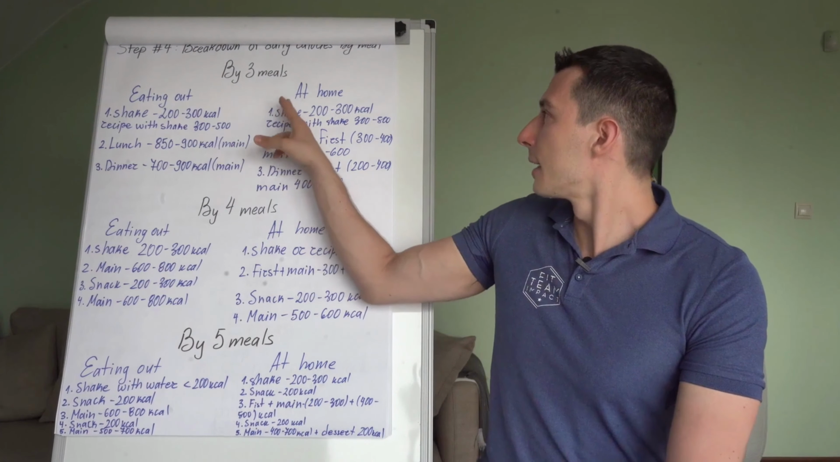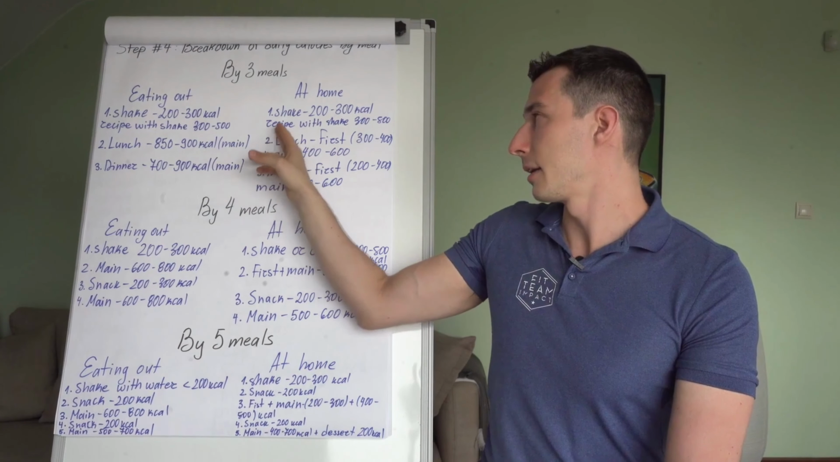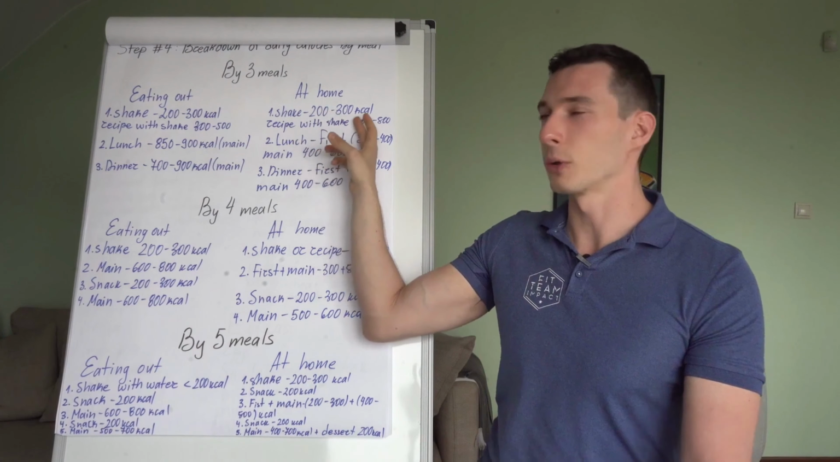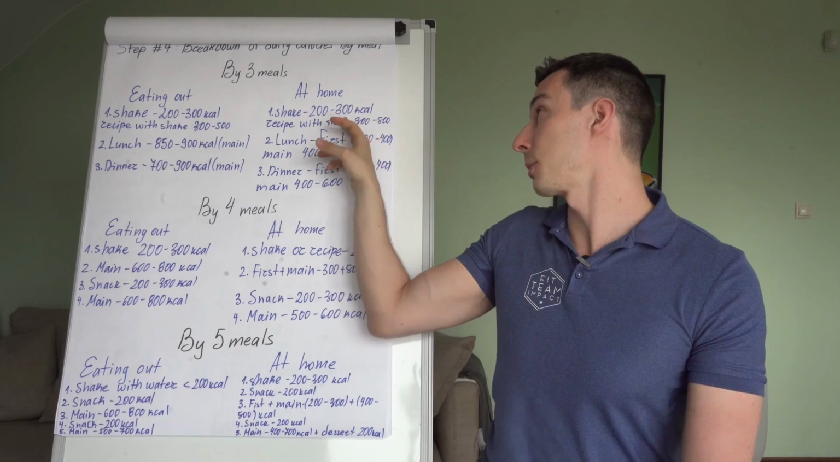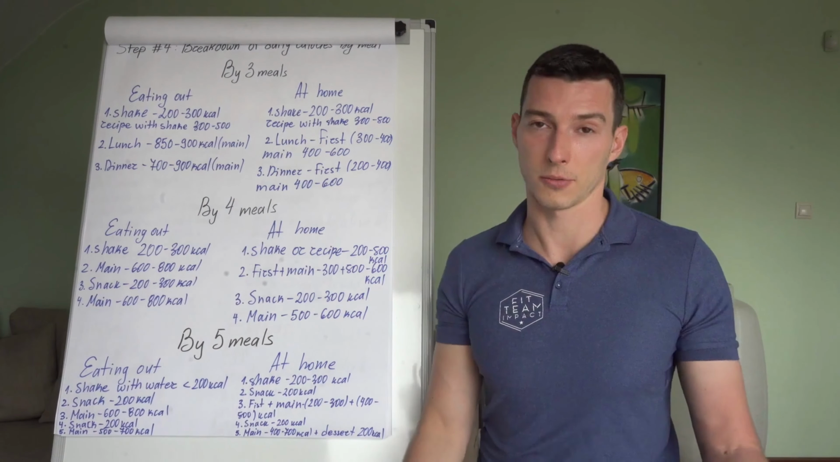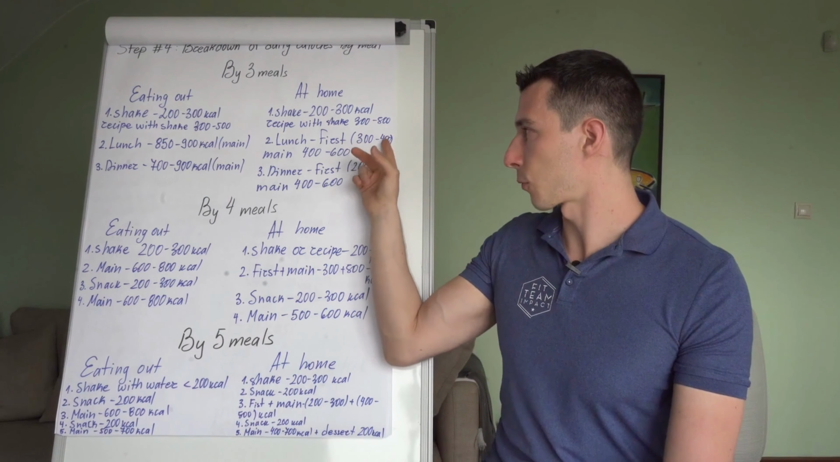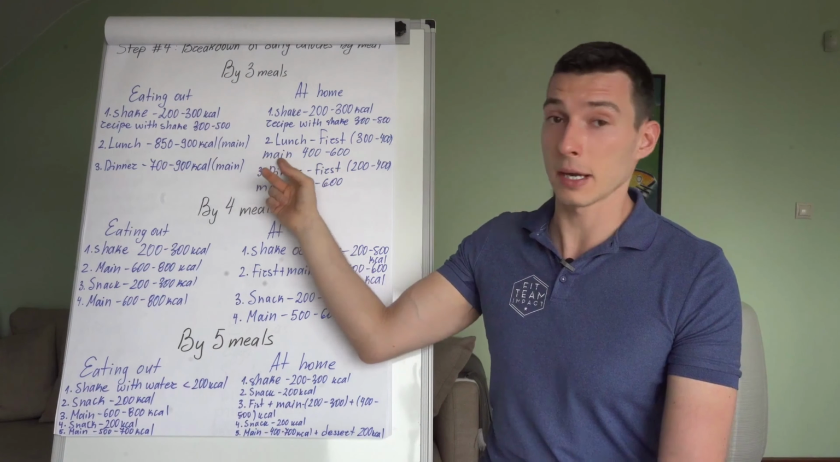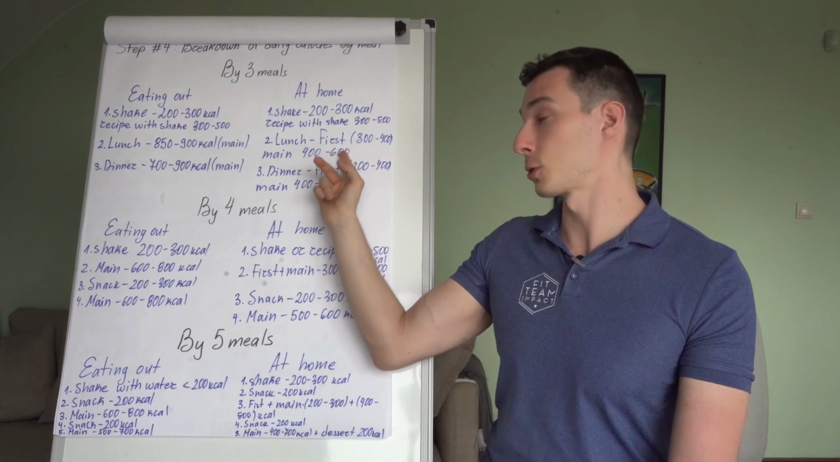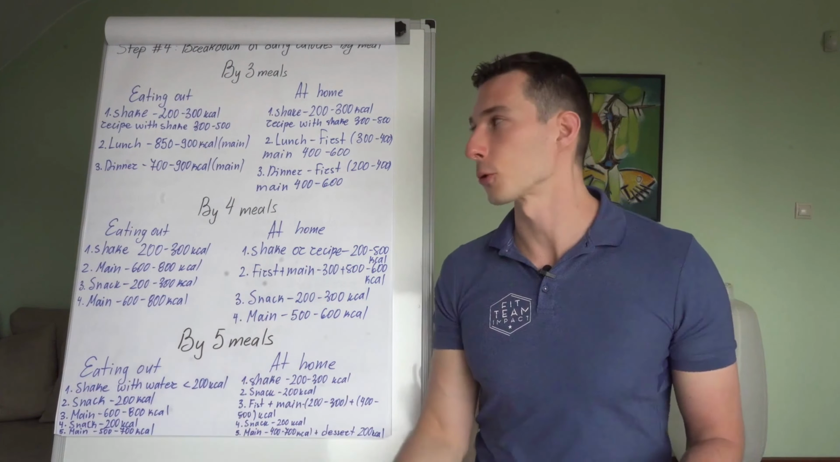So for a shake, that would be 200 to 300 calories. Again, I would do the same thing. And if I do a recipe with the shake, maybe pancakes or muffins in the morning, that would be 300 to 500 calories. Now for lunch, I might have a first, meaning either a soup or a salad. That's usually around 300 to 400 calories. And then for my main, I would stick anywhere between 400 to 600 calories. And again, I add a protein source, carbohydrates, and also fats.